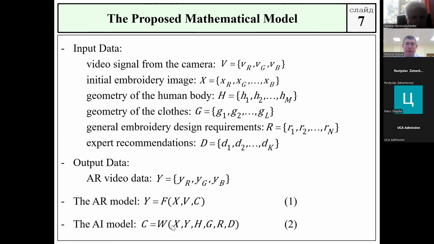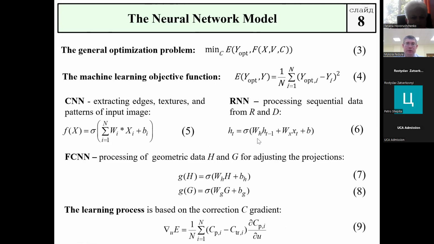The AI model is described by expression 2. The neural network model is for a general optimization problem, which minimizes the error function, which is calculated by expression 4.